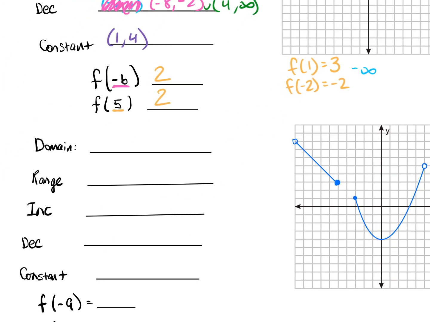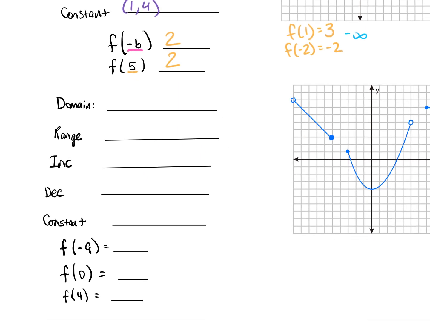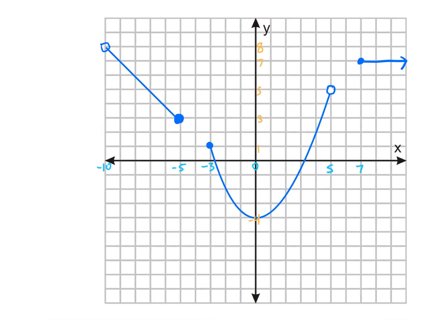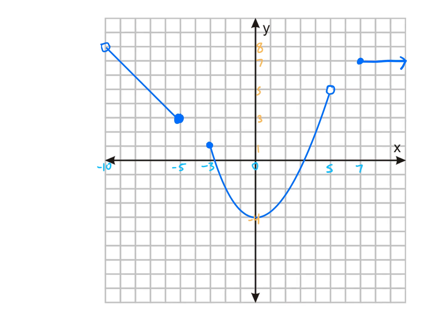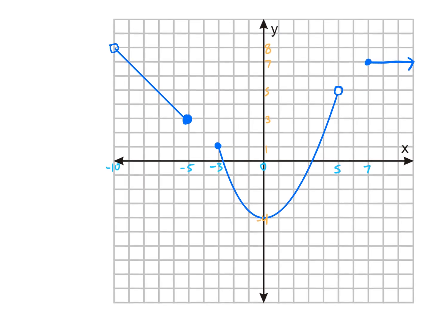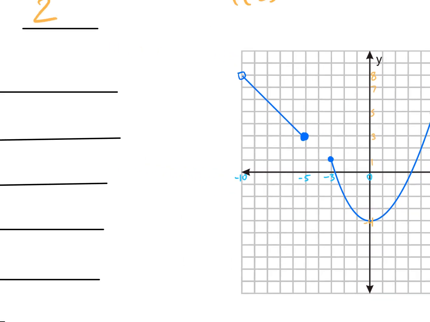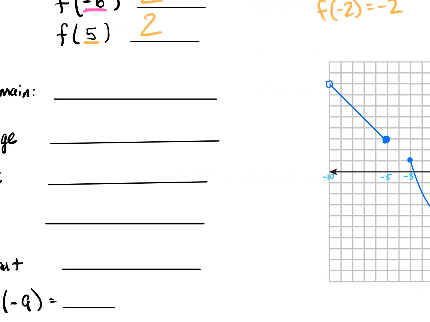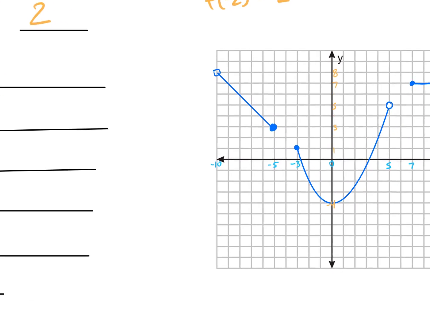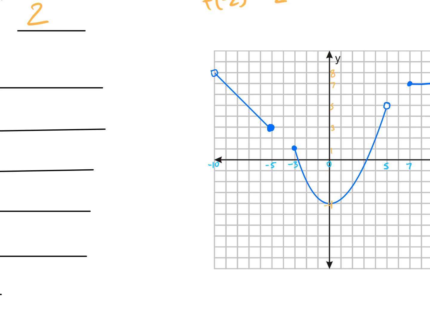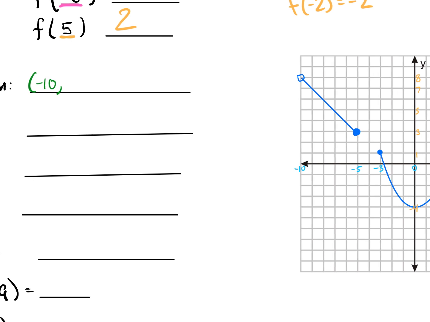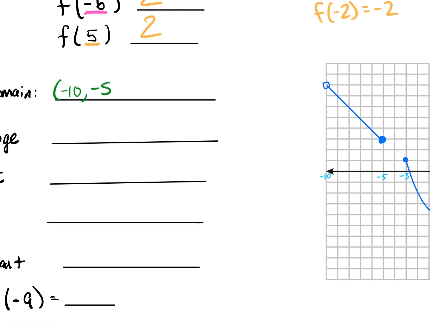All right, let's do the last one. So let's start with our domain. Domain, we look at x values. So we go from the left to the right. What's our smallest x value that we have here? -10. Would it be a bracket or parentheses? Parentheses -10 because it's an open circle. And we have to be careful because our graph has a gap in the x values. It stops where? -5. With a bracket because that's a closed circle.